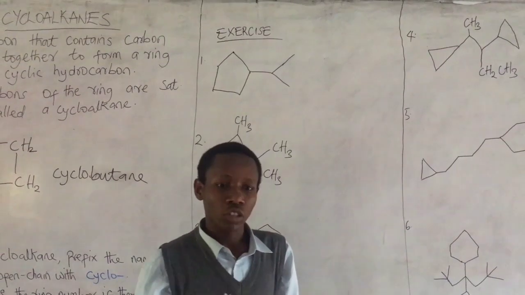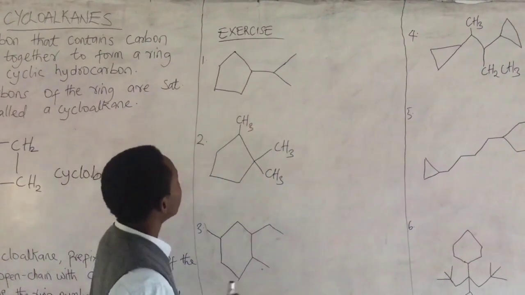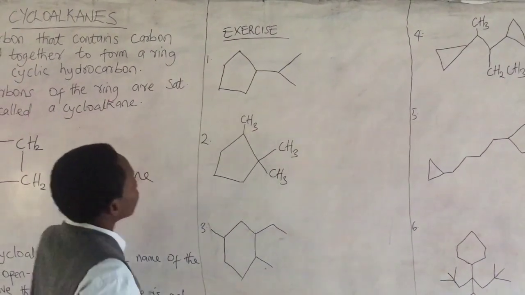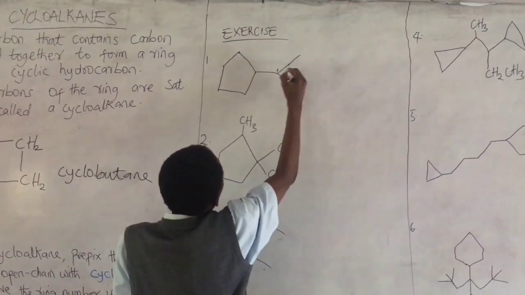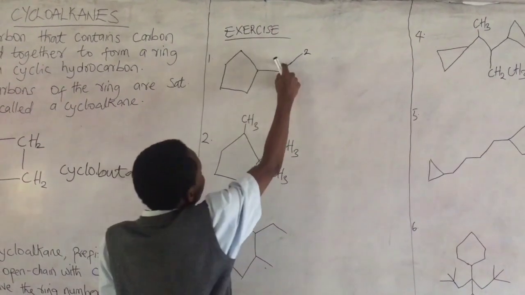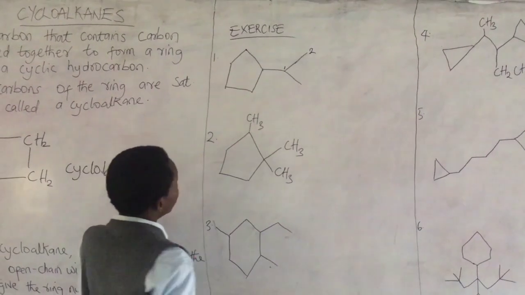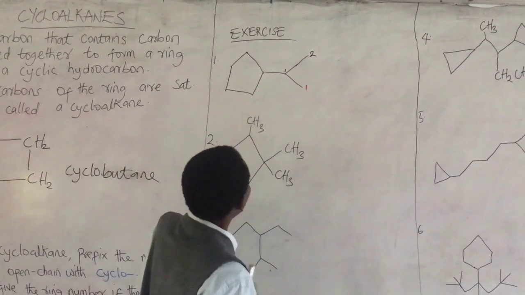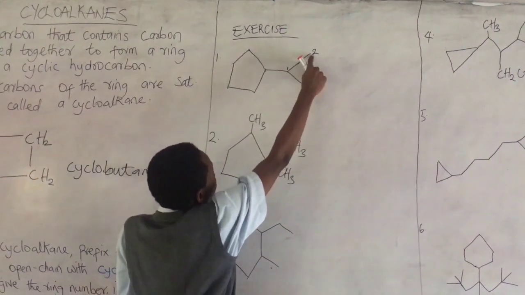But it is not the normal pentane that we all know. It is the cyclopentane, because it is in the cyclic form. How about the substituent? Let's go to the substituent. We have 1 and 2. Okay, let's take our red marker. And then we have another one here. Alright. First carbon, second carbon.